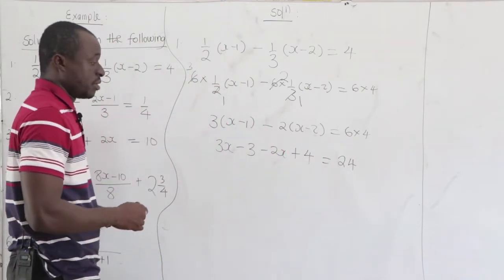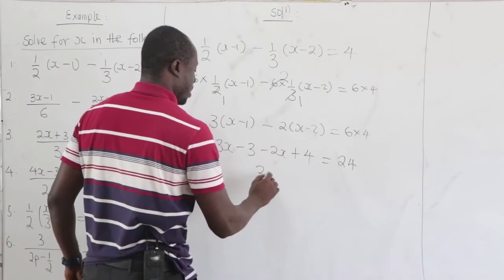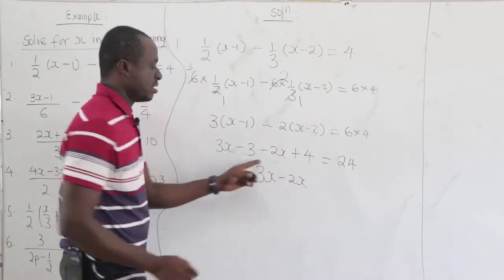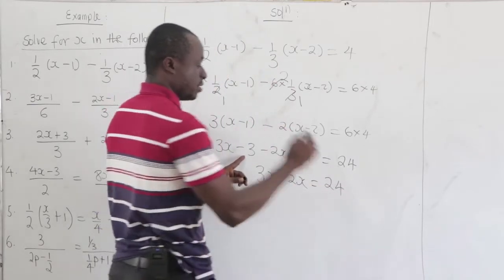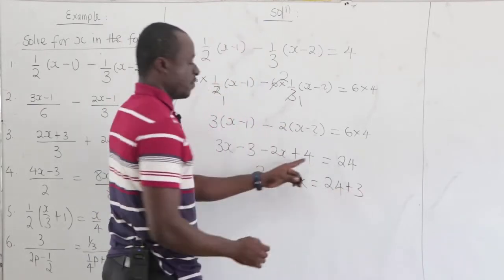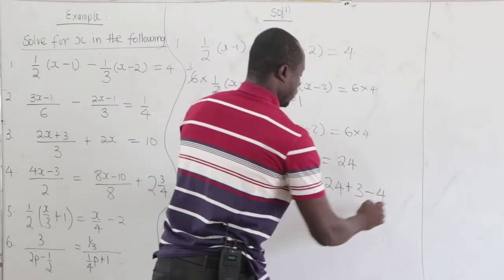From here, what do we do? We group like terms. So we have 3x, we have minus 2x. This and this should go to the other end. So you have 24. Negative 3 is going there, so that will be positive 3. 4 is going there, that's negative 4.